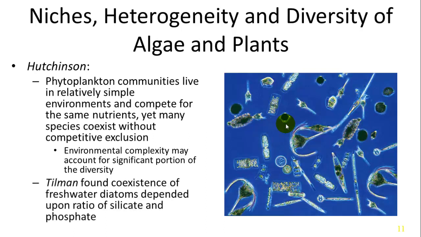But although it doesn't look like it, their environment is actually a little more complex, and that's what accounts for this diversity. So Tilman found coexistence of freshwater diatoms, that's what these are over here, so you see a bunch of different kinds, dependent on the ratio of silicate and phosphate. So different areas had different ratios, and different diatoms specialized in different ratios of silicate and phosphate. And so that's what led to the diversity of the environments, which led to the diversity of the organisms.